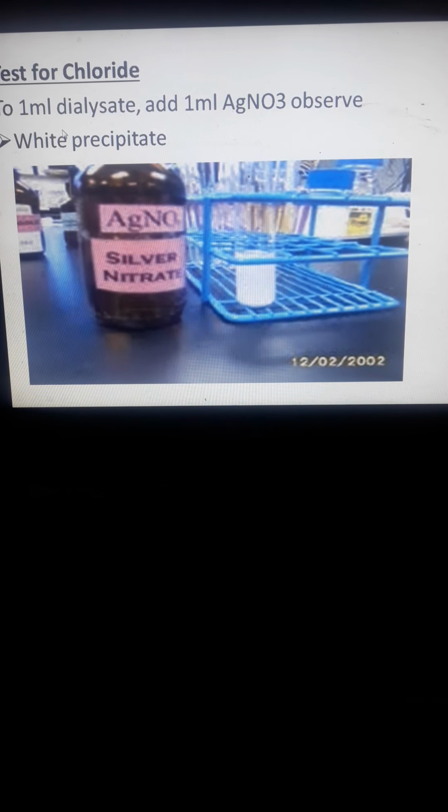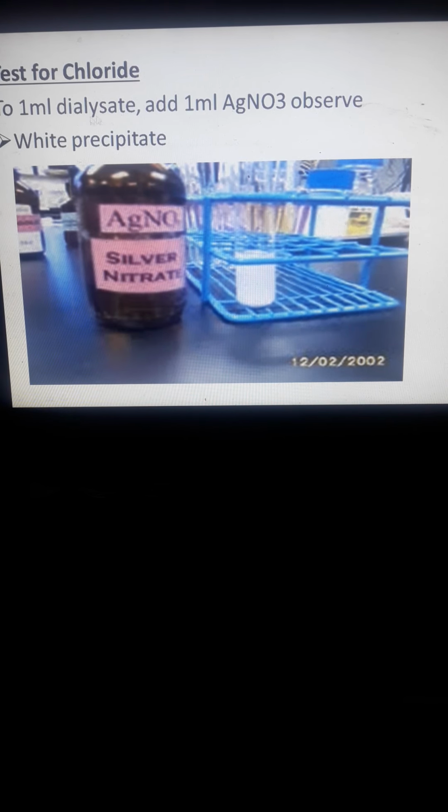Next, we have the test for chloride. So 1 ml of the dialysate. Dialysate is based on the dialysis setup. We have the stock solutions, wherein chicken stock solution cubes are boiled and put in the gastric lining, and then the gastric lining is tied up at both ends, and left to stand for 1 hour in distilled water. After that, you collect the dialysate and add 1 ml silver nitrate.